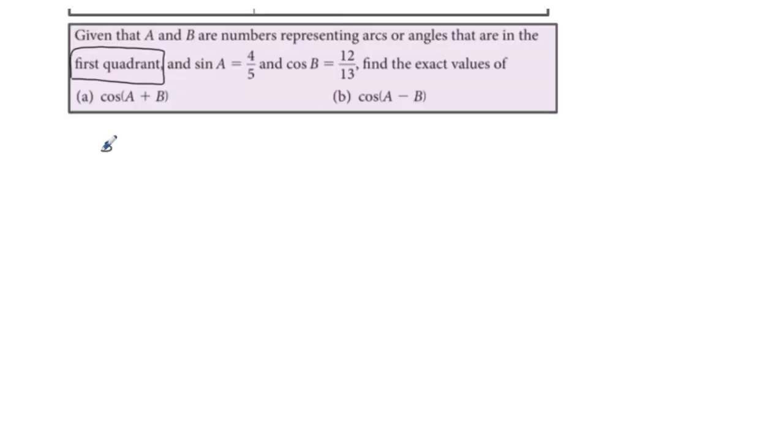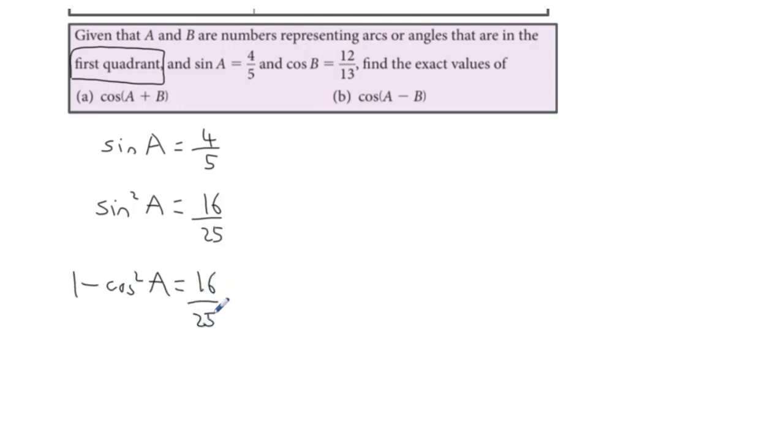Okay, so sine A equals 4/5. Square both sides. Sine squared A equals 16/25. Now we can substitute. We know sine squared A plus cos squared A equals 1. So sine squared A can be written as 1 minus cos squared A. So 1 minus cos squared A equals 16/25. Make cos squared A the subject.